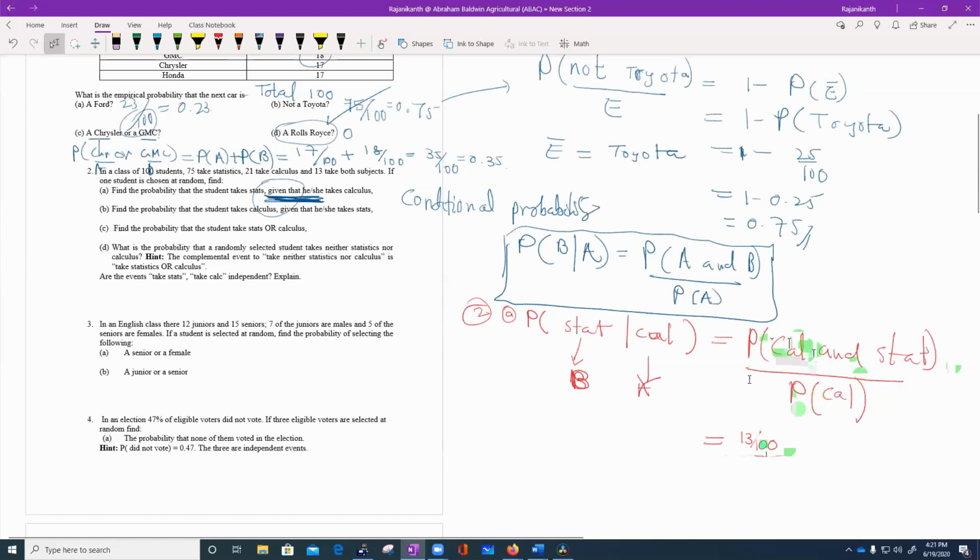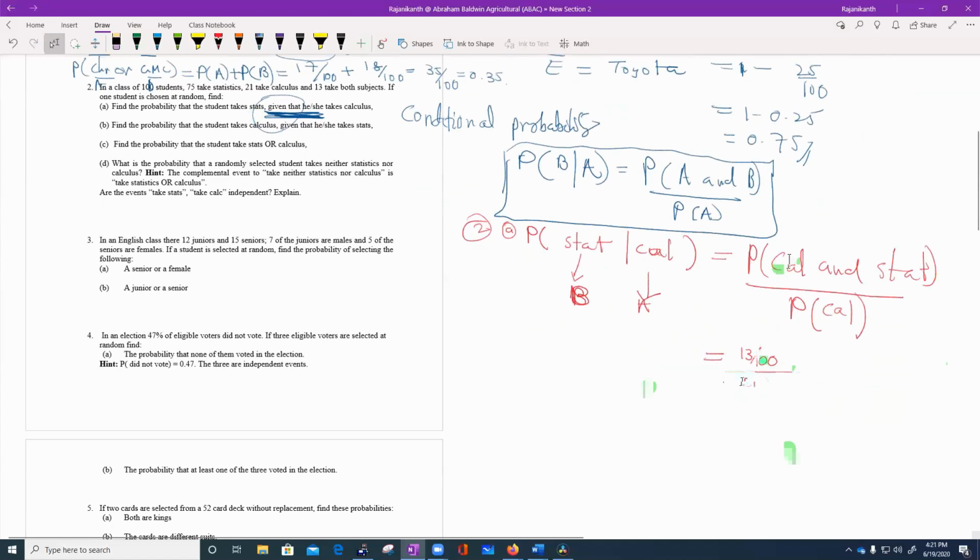Now this all over the probability of calculus. Now go and check how many students are studying calculus subjects. 21. Again, out of 100, because you are choosing one student from 100. Therefore, the total is always going to be 100. That's it. Now simplify this fraction. If you want, you could use the calculator and type. So the easy simplification, this 100 will go away, right? And you will get 13 over 21. So if you want to, you could round this into 3 decimal places. So what's the answer actually? 0.619.